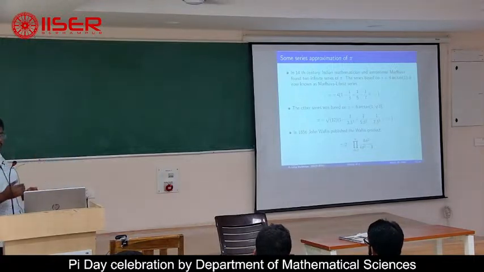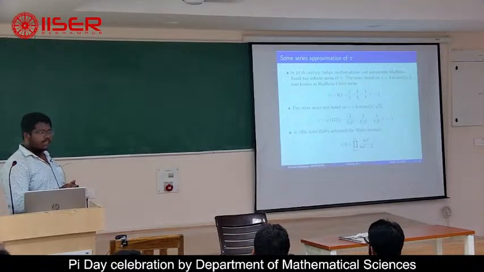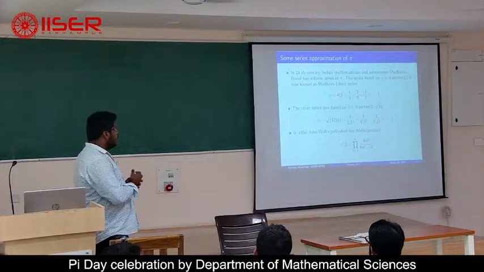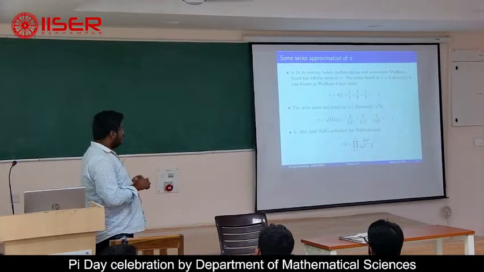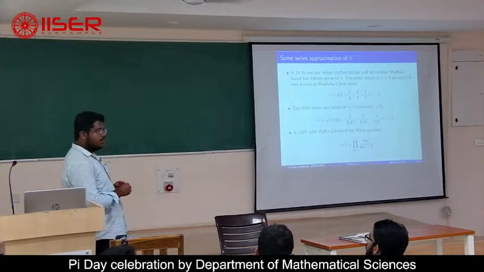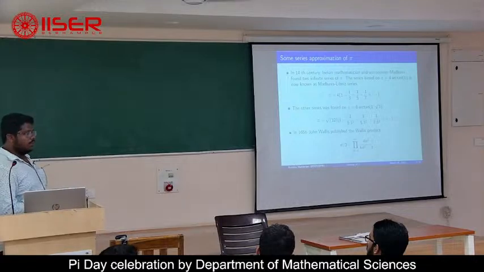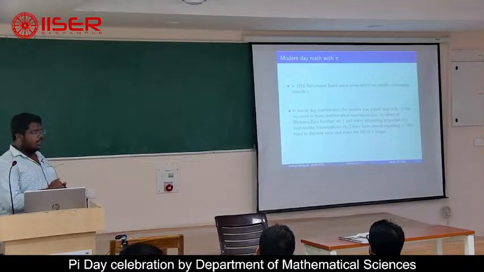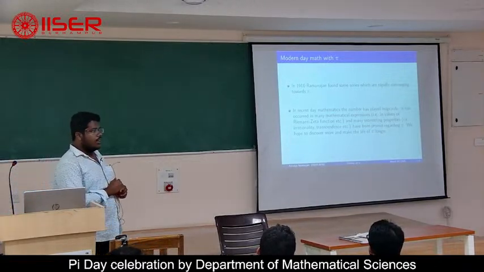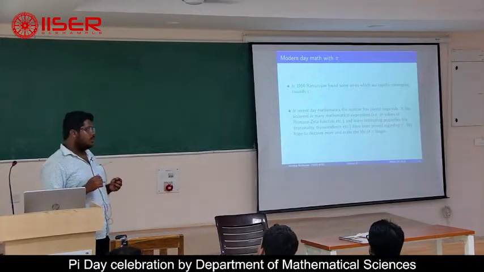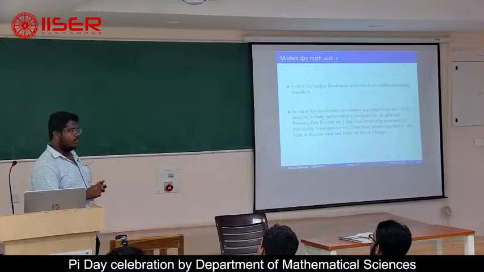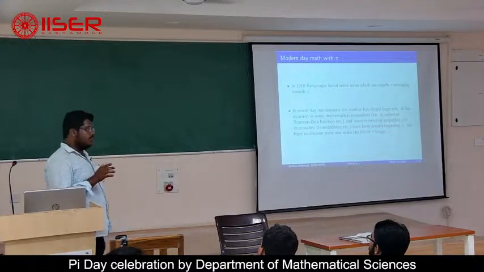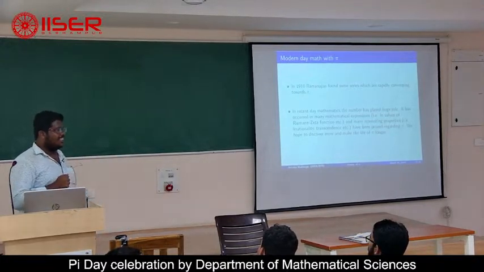In 1656, in very recent days, John Wallis published this infinite product for the value of pi by 2, with terms 4n square by 4n square minus 1. He showed that this converges to pi by 2. In 1910, Ramanujan found several series which converge rapidly towards pi, but the expression is very long, so I haven't written it in my slide.